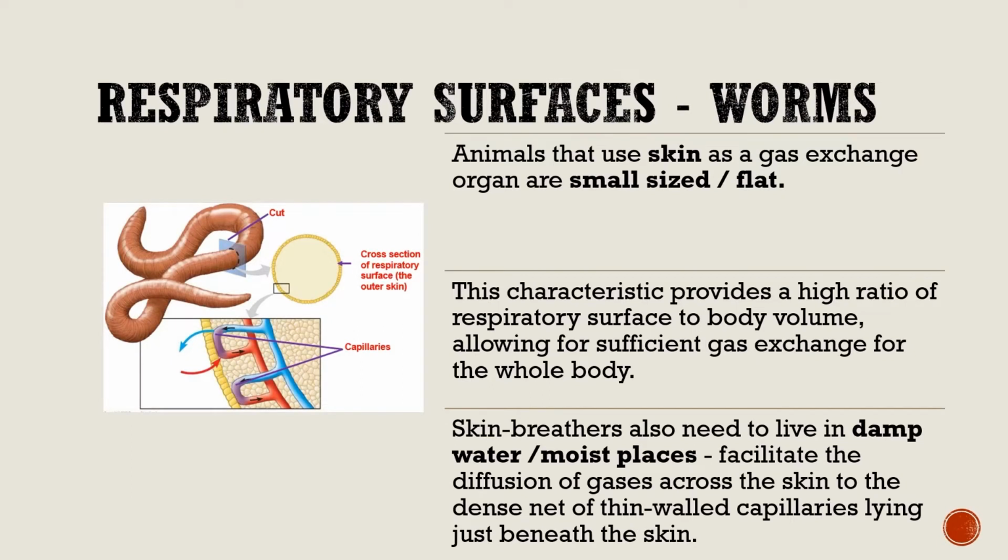Now, we go to the animals that use skin as their respiratory surfaces. Animals that use skin as a gas exchange organ are generally small and flat in size. This characteristic provides a high ratio of respiratory surface to body volume, allowing for sufficient gas exchange for the whole body. Skin breathers also need to live in damp water or moist places to facilitate the diffusion of gases across the skin to the dense net of thin-walled capillaries lying just beneath the skin.